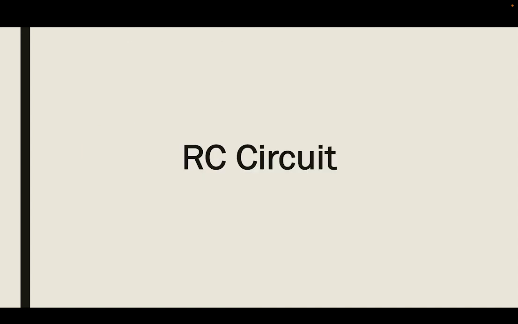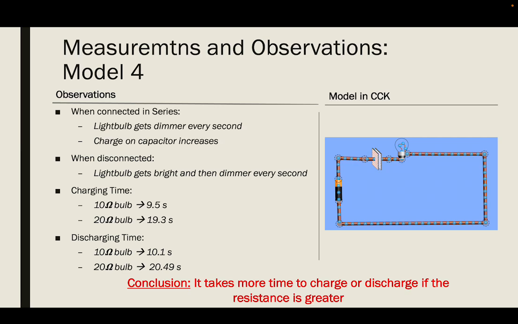Now moving on to the second part of the lab, RC circuits. In this part, we focus on RC circuits that included 20 or 10 ohm light bulbs, a 2000 microfarad capacitor, and a 9 volt battery. When the battery, light bulb, and the capacitor are connected, the light bulb is very bright at first and then it dims. The process happens because the capacitor gains charge and resistance.